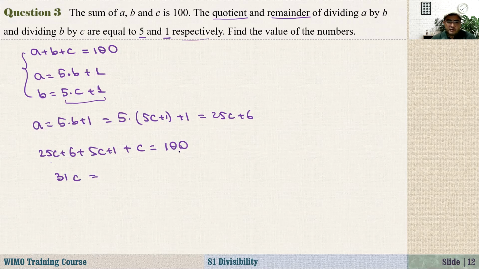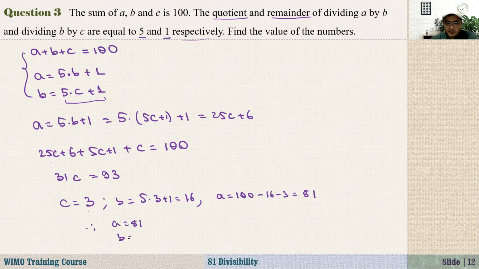6 plus 1 is 7. Take it to the right-hand side, 100 minus 7, that's equal to 93. So 31C equals 93. Now from here, what is C? C is equal to 3. If C is equal to 3, then substitute into the earlier equation, right? We can get B. What is B? B is 5 times C, that is 3, plus 1. That's equal to 16. And if C equals 3 and B equals 16, what is A? A equals 100 minus B minus C, that is 100 minus 16 minus 3. It is 19, that's equal to 81. So A equals 81. So let me just write here. A equals 81, B equals 16, and C equals 3.